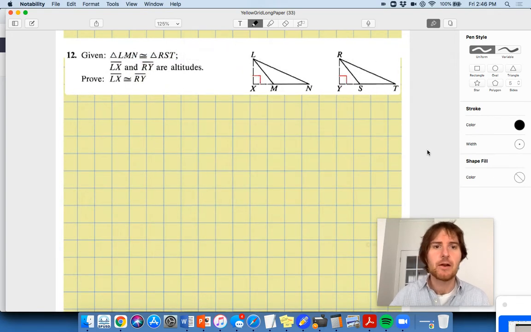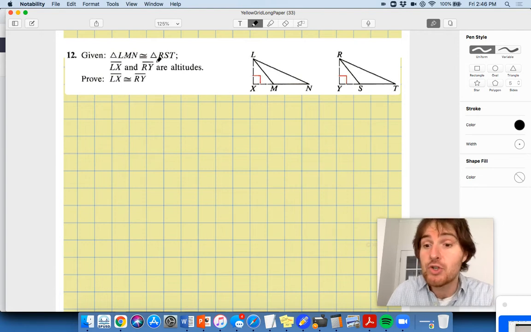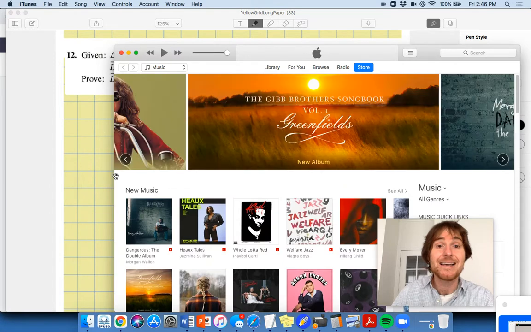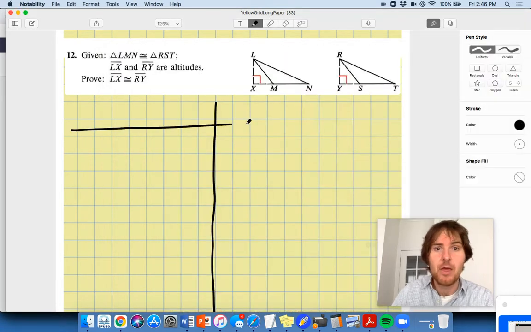All right, let's check this one out here. So we're given congruent triangles. I know what I'm going to say first. If you watched the first video, you're going to know why, because we have helper triangles, right? We have some helper triangles here.